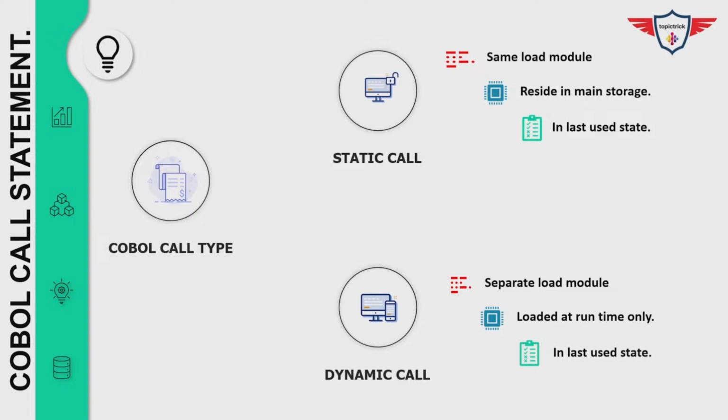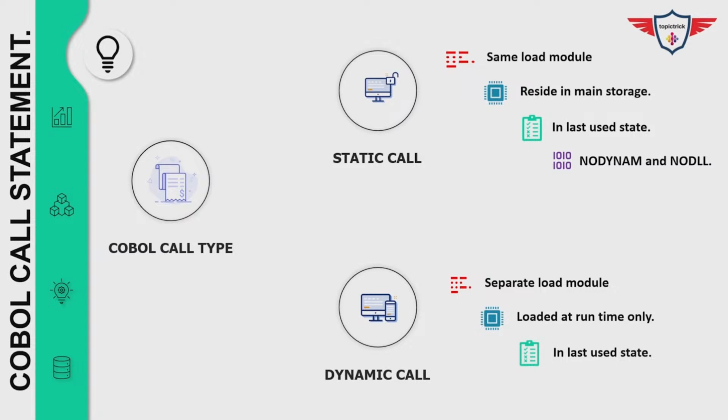And whenever you have subsequent execution of call statements, whether it is a static call or a dynamic call, the called program will always be in the last used state. But if you specify the INITIAL attribute in the called program, then the program will always be in the initial state each time the called program is called within a run unit.